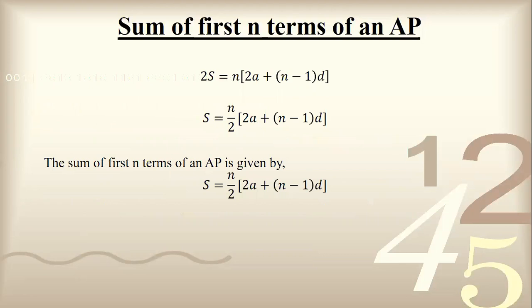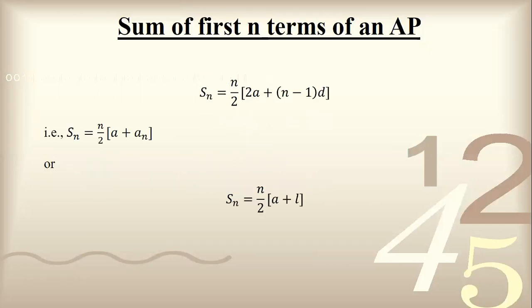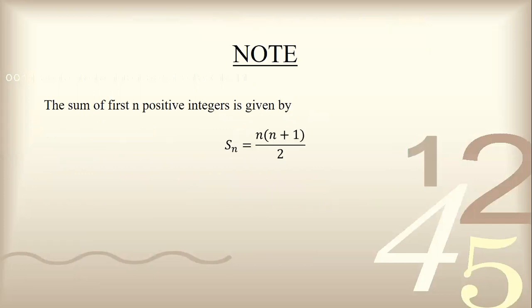Sum of first n terms of an AP is given by S is equal to n by 2 into 2a plus n minus 1 into d. And we can write the formula also as n by 2 into a plus an, where an is the last term. We know that small letter l also denotes last term. So we can also write that as Sn equal to n by 2 into a plus l.